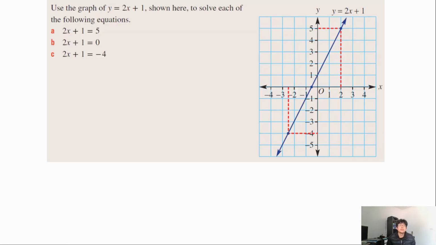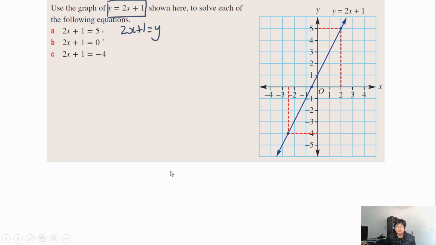Alright, so using our knowledge that we've just learned, let's use the graph of y equals 2x plus 1 shown here to solve each of the following equations. So remember, this is our equation up here, y equals 2x plus 1. All they've done for each of these is substitute something into the y. So this can be rewritten like 2x plus 1 equals y. Now you can see the similarity between these two equations, and you'll see that each time they've just replaced the y with a value here.